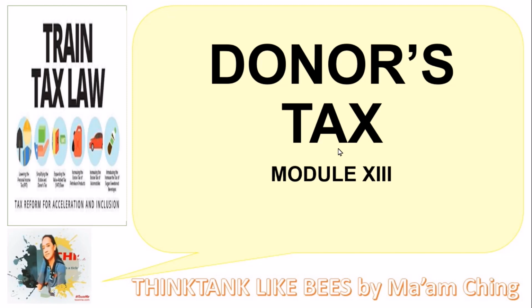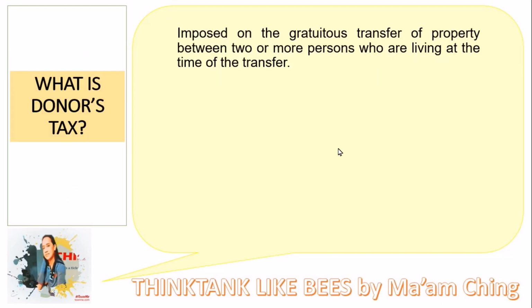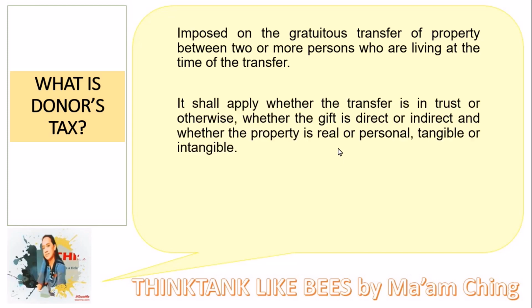So, let's start. What is donor's tax? Donor's tax is imposed on the gratuitous transfer of property between two or more persons who are living at the time of the transfer. It shall apply whether the transfer is in trust or otherwise, whether the gift is direct or indirect, and whether the property is real or personal, tangible or intangible. The tax form that we are going to use for the donor's tax is BIR Form 1800, Donor's Tax Return.